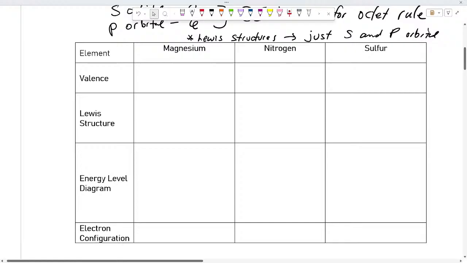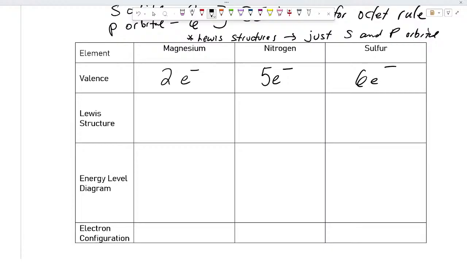Magnesium, Mg. How many valence electrons does it have? 2. What about nitrogen? 5. Okay. And what about sulfur? 6. Okay, good.